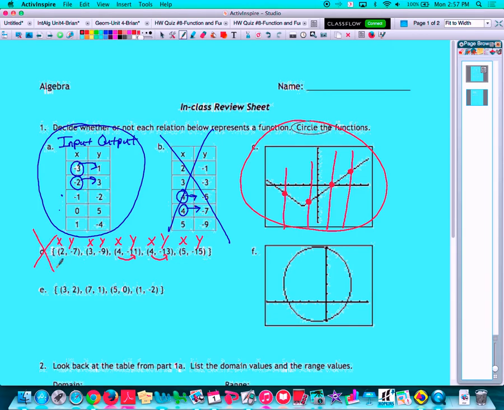E, input of 3 goes with the output of 2, input of 7, output of 1, 5 goes to 0, 1 goes to -2. Each input does have exactly one output, so that is a function. F, vertical line test, we can see in a number of places here, the input would go to more than one output. Does not pass the vertical line test, so that would not be a function.